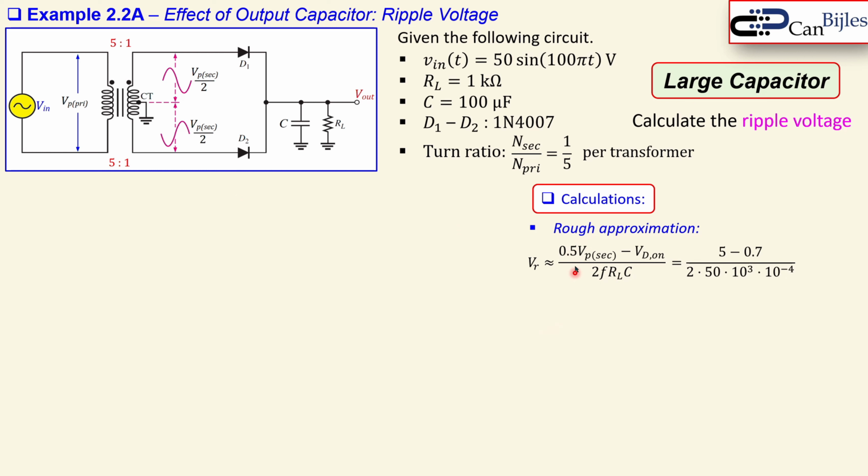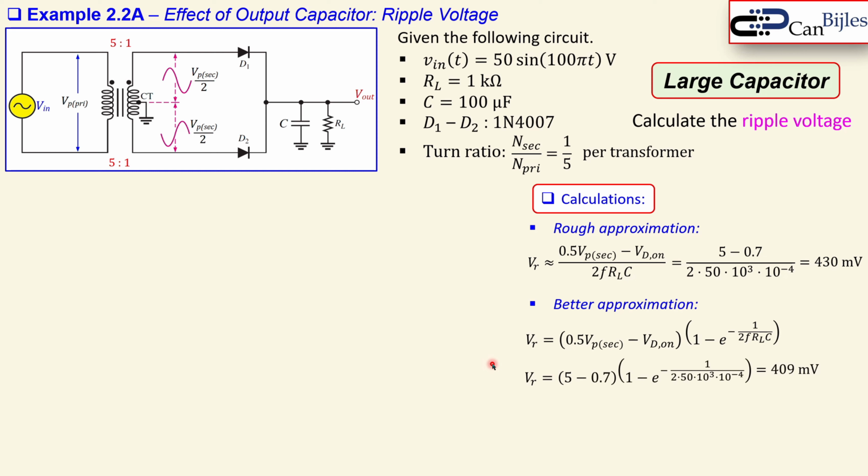If I now substitute, because this is 0.5 times 10 is 5, minus 0.7, divided by the values, you will get 430 millivolts. Looking at the better approximation, with the exponential decay, you will have 409 millivolts, so a little bit lower, by 21 millivolts.